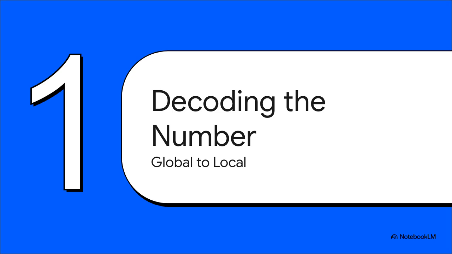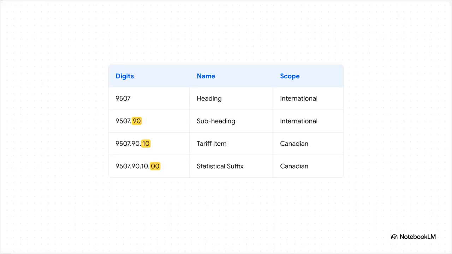All right, so we've got this big global system. How does that turn into the specific number you need for Canada? Well, this is where we zoom in from the global view to the local one. It's time to decode the Canadian part of the number. So here's how it's built, piece by piece. The first 6 digits, that's your international passport. The first 4 digits, the heading, give you a broad category. The next 2, the subheading, narrow it down a bit. Everyone in the world agrees on those. But those last 4 digits, that's where Canada puts its own stamp on it. They determine your exact duty rate and are used for tracking statistics. It's a global code with a very specific Canadian end.